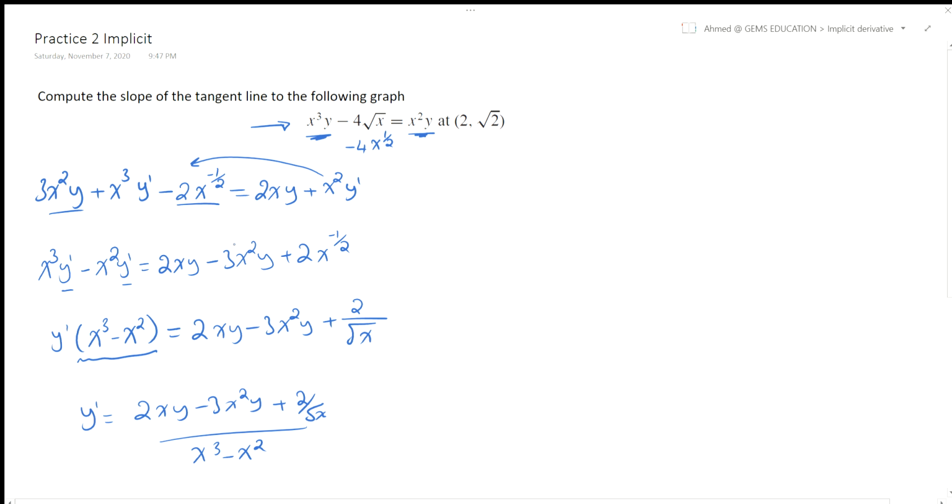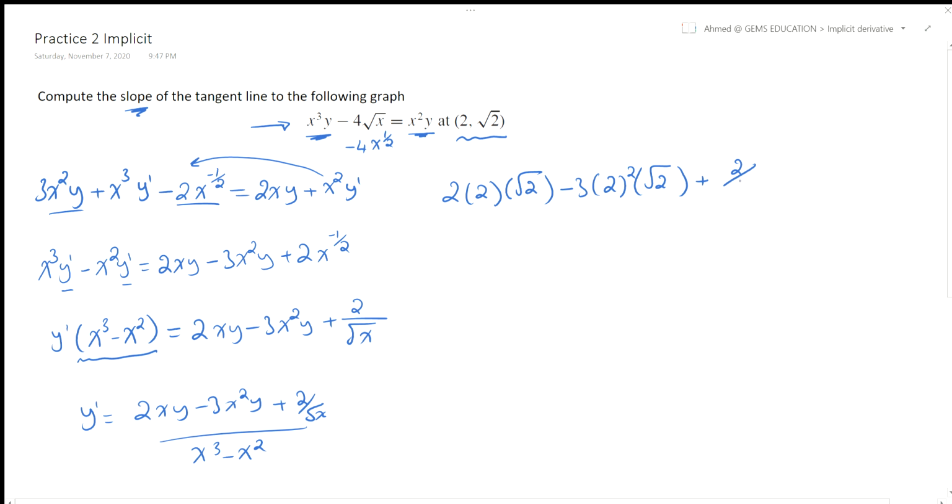You're asked here to find the slope only, not the entire equation, which means you just need to substitute now in the derivative using this point over here. And to do that, you'll just put instead of the x, 2, and instead of the y, root 2, just as given in the question. Again, one more time, 2 to the power of 2 and root 2.